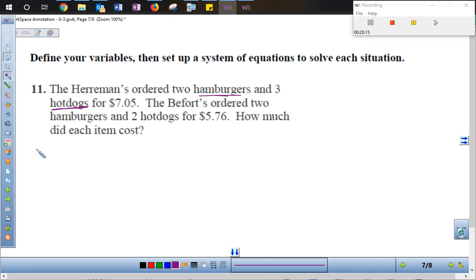So I'm just going to use x and y again. I'm going to let x represent hamburgers, but I have to be specific. I can't just say hamburgers because I don't know what's happening with the hamburgers. Is that how many hamburgers they ate, how many they ordered, how many they made? x represents the cost of hamburgers.